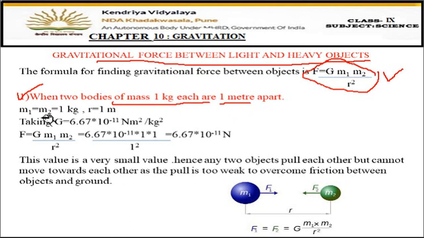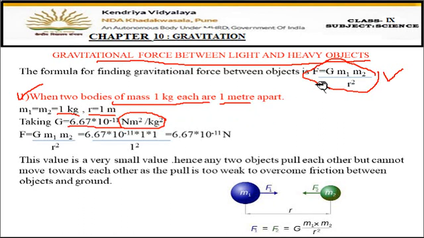m1 and m2, two bodies are there and the mass of both of them is 1 kg. So m1 and m2 is equal to 1 kg. Distance between them is 1 meter. Now, the value of G is known to everyone. It is 6.67 into 10 raised to minus 11 Newton meter square upon kg square. This is the unit of gravitational constant.